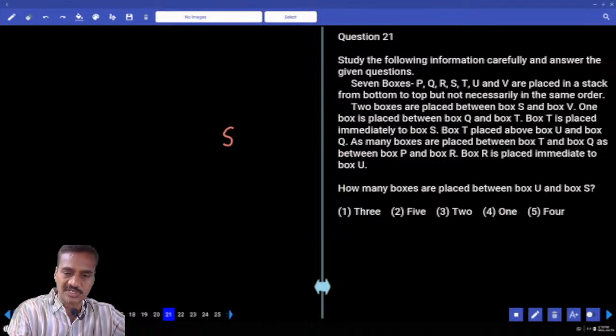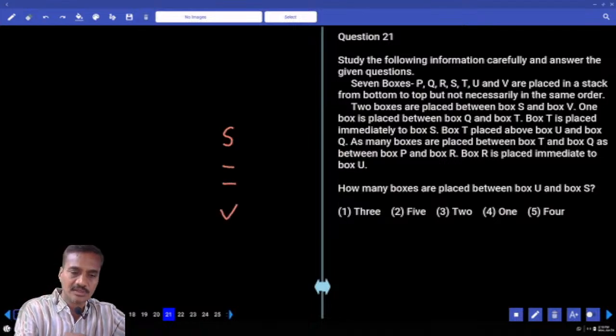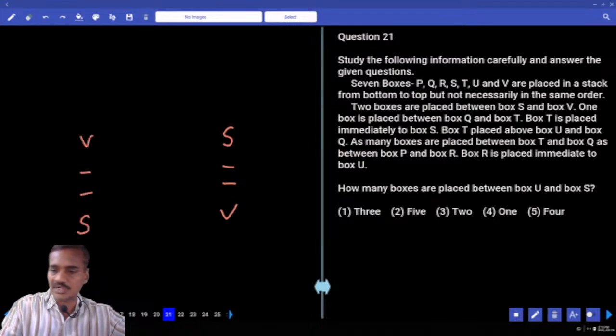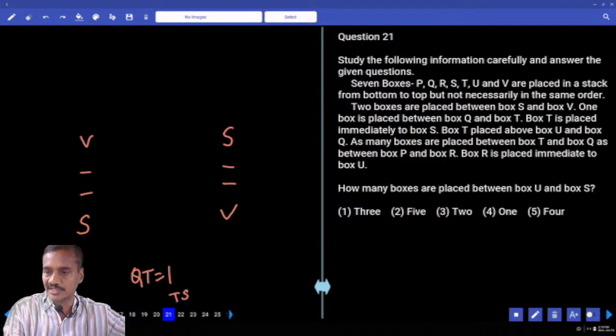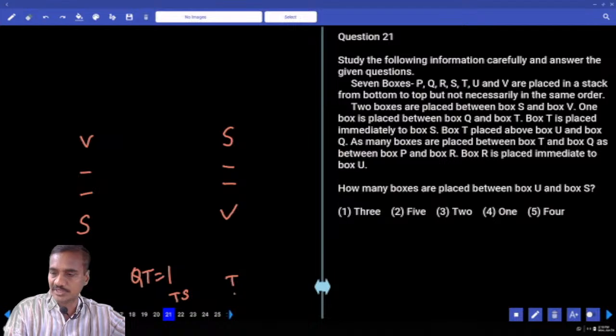That means S can be above V, or V can be above S. Two boxes between S and V. One box is between Q and T. In between Q and T, how many boxes? One. And T is placed immediate to S. Now T and S are adjacent to each other. And T is placed above U and Q.